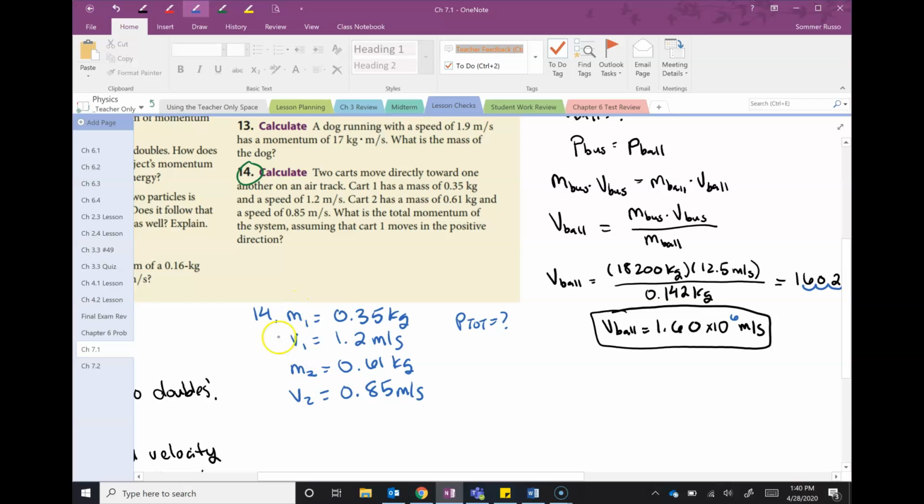So we know, since cart 1 is moving in the positive direction, that this has to be positive. Because they're moving directly towards one another, we have cart 1 here, cart 2 here. Cart 1 is moving like this, cart 2 is moving like this, so my velocity here has to be negative. Okay. So since it's a total quantity, P total is going to equal P1 plus P2. All right. So P total is going to equal M1 V1 plus M2 V2, and we can go ahead and keep plugging and chugging.